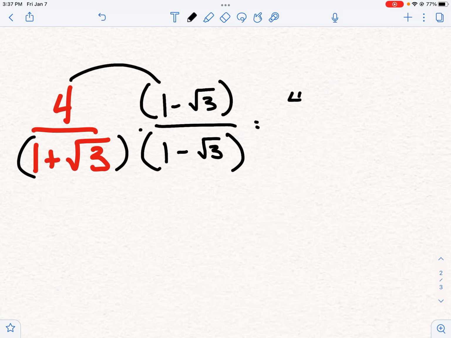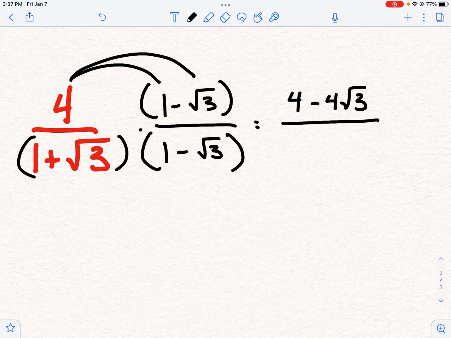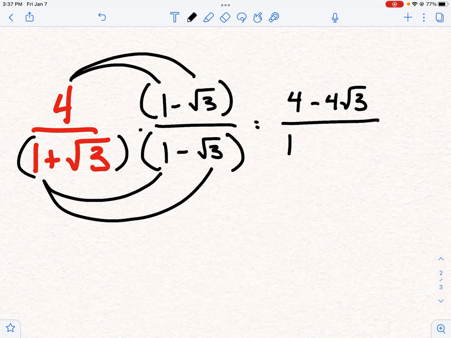4 times 1 is 4, and 4 times negative root of 3 is negative 4 roots of 3. And on the bottom, I'm going to use essentially FOIL, right? So 1 times 1, 1 times the negative root of 3, and now we're going to do the root of 3 times 1, so positive root of 3.